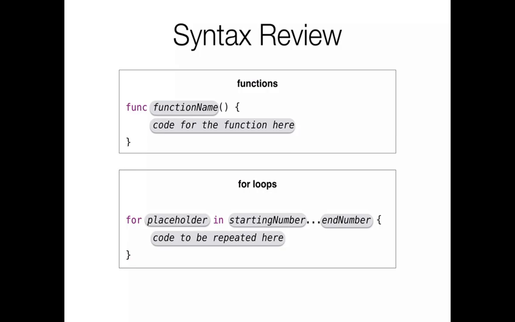Now, you might be wondering, well, how does that work? Actually, what if the end number is lower than the starting number? That would be a really fun thing for you to try out over the weekend. So then we have the end number, then we have the braces again, and the braces again are a way of collecting the code that we want to be run over and over again in this particular loop.